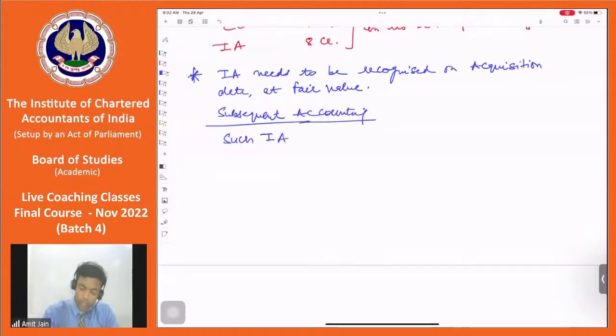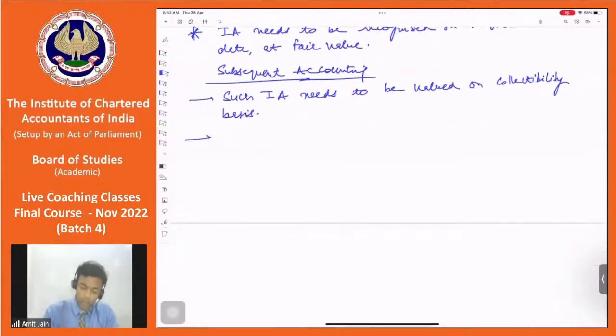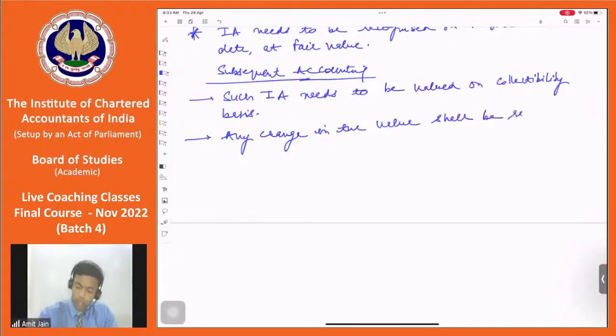Such indemnification assets need to be valued on collectability basis. Any change in the value shall be recognized in P&L.